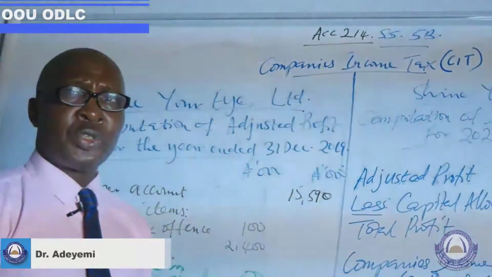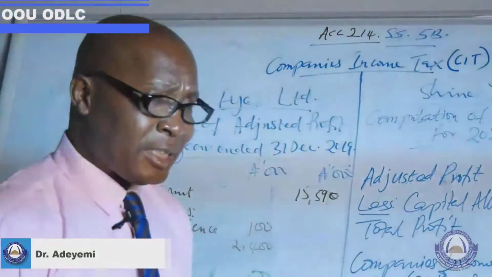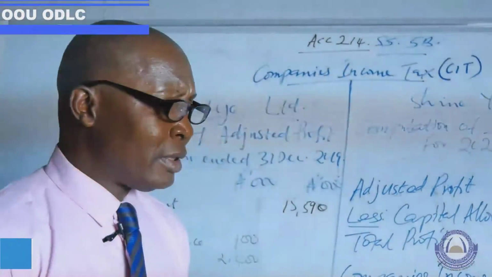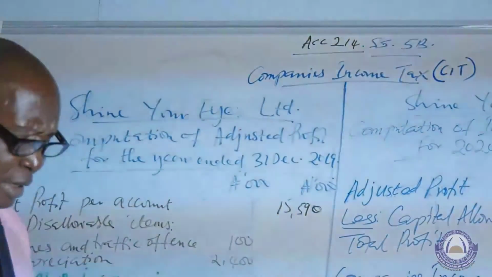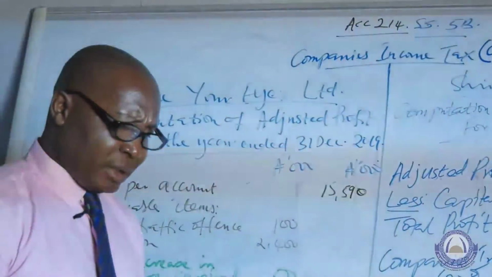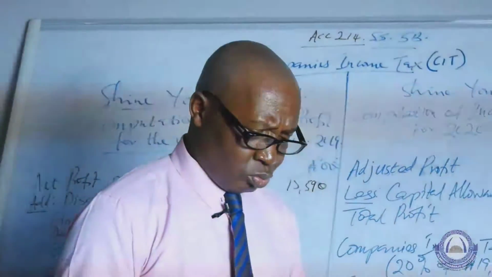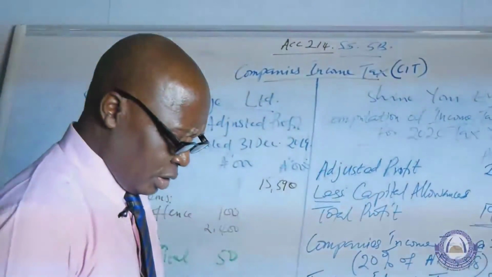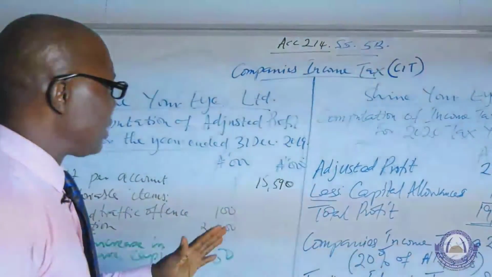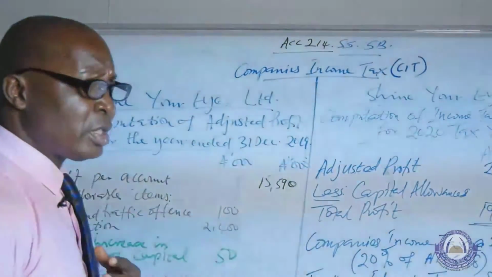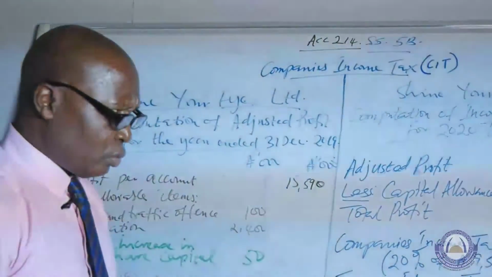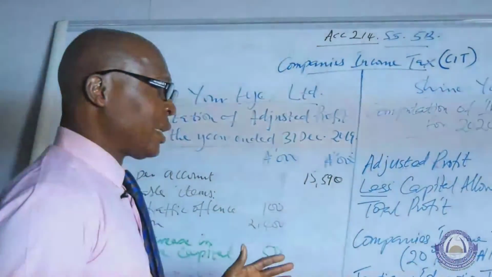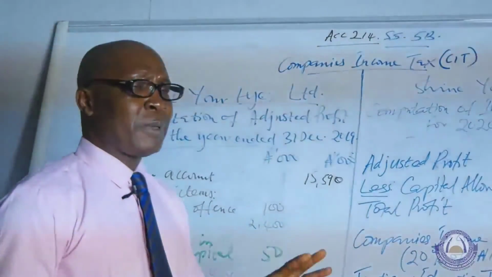Now, a further illustration of the determination of company's tax liability is an illustration that you also find in your manual. As we discussed earlier, I've given you the template for calculating company's income tax liability. And I've told you about the fact that pre-2019, there is a minimum tax that is payable.